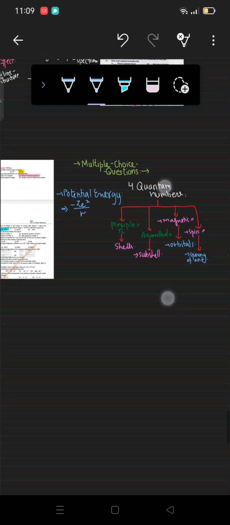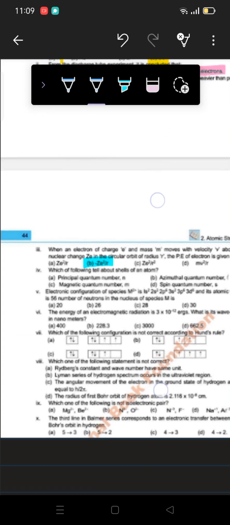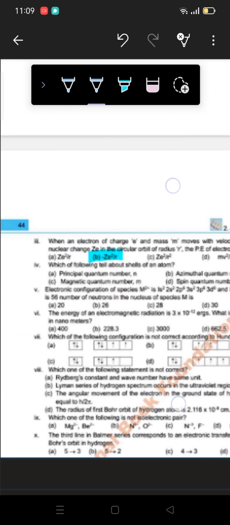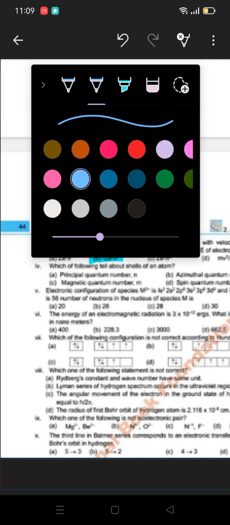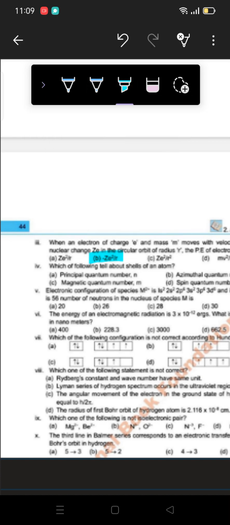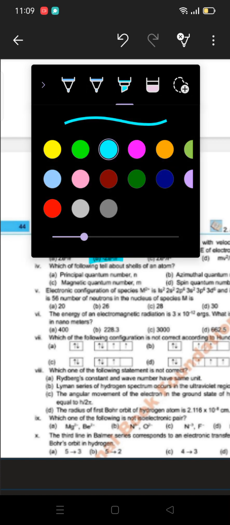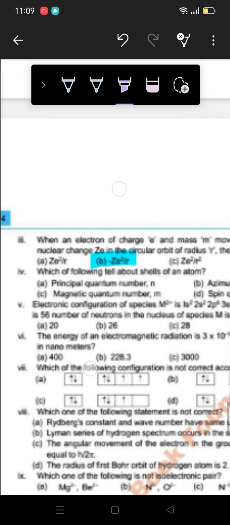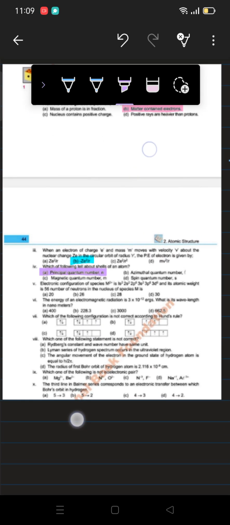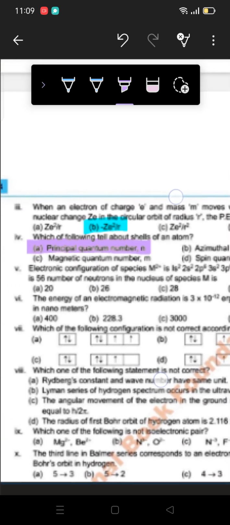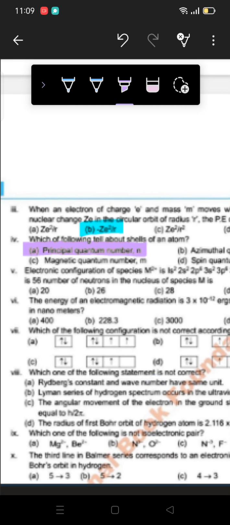So the principal quantum number tells us about the shells. Let's see which of the following tells about the shells of an electron. We know that the principal quantum number tells us about the shells, so let's mark this, because this is the correct option. Now what is the fifth MCQ and what does it ask us about?